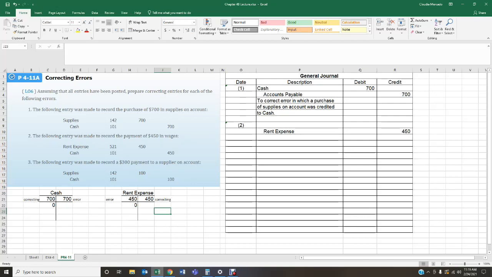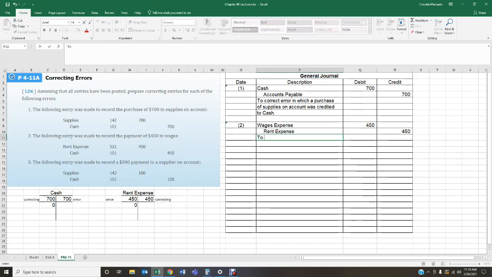Now, what should have been debited? Okay? The account that should have been debited $450 is wages expense. So I'm going to do the correct entry. This is the correct entry that should have happened. Wages expense should have been debited $450. So what am I doing here? I'm debiting the correct account that should have been debited originally, which is wages expense $450. And then I'm crediting the account that I had posted to incorrectly, which was rent expense. So rent expense gets a credit of $450.